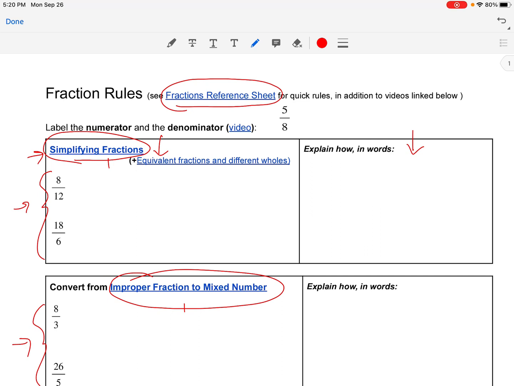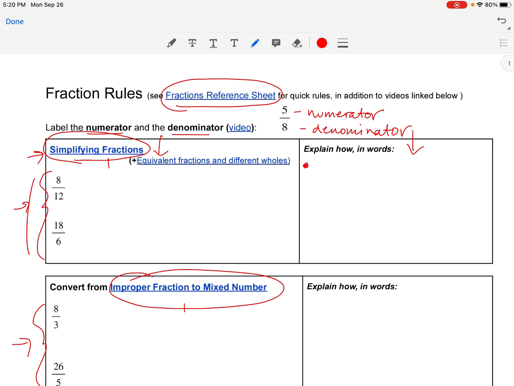All right, we did just a couple together in class. We did this first one, labeling the numerator and denominator. So the number on top of the fraction is called the numerator. And the number on the bottom is called the denominator. And then we did these simplifying fractions. We did one of these.